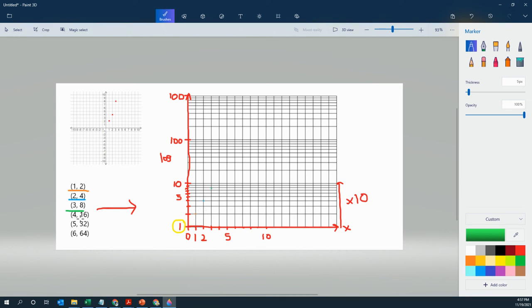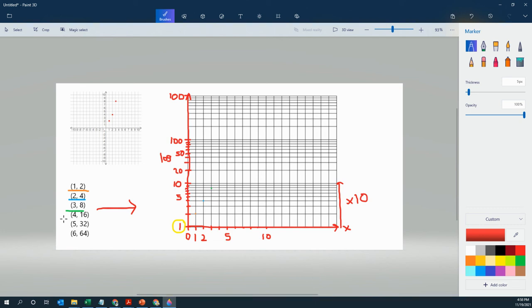Now 4, 16. You got to go above 10. So let's first figure out what the numbers are right here. So if this is a 10 and you got to go to 100, then this here is a 20, 30, 40, 50, 60, 70, 80, 90, and 100. So 20, 30, 40, 50. Here's our 50. Let's just mark that up there. Okay.